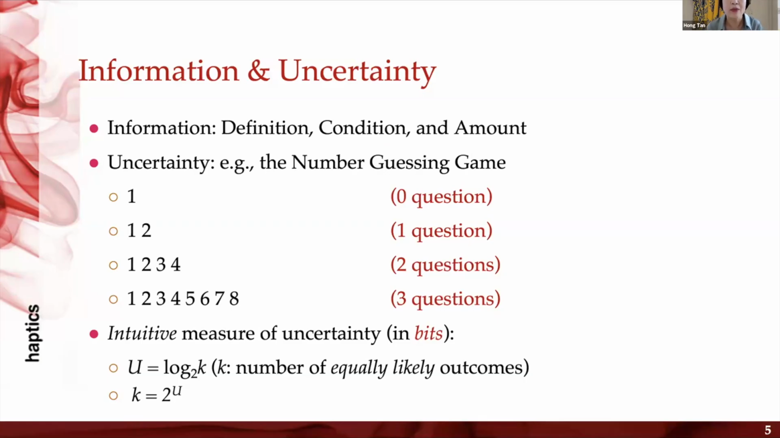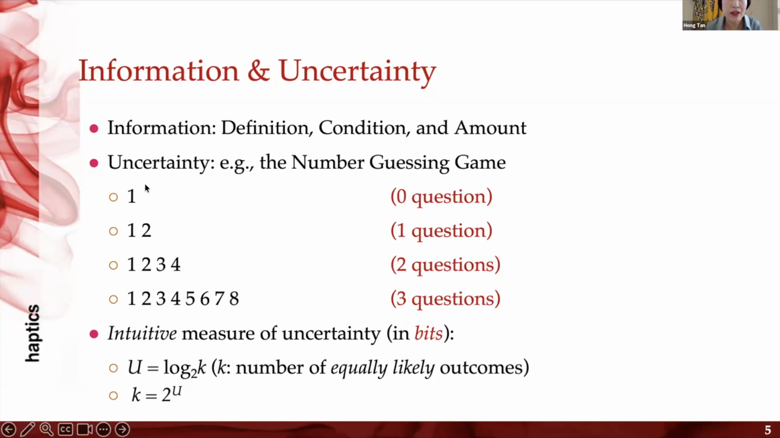So we should talk about how we measure uncertainty to begin with. So I'll use this example of the number guessing game. If I tell you I'm thinking about the number one, you don't need to ask me a question to know what I'm thinking. But if I tell you I'm thinking about a number between one and two, you'll only need to ask me one question on average. And then if it's four numbers and you divide it into lower half and upper half, and you ask one more question, you get it. So every time I double the number of digits I'm thinking about, it takes an additional one question.